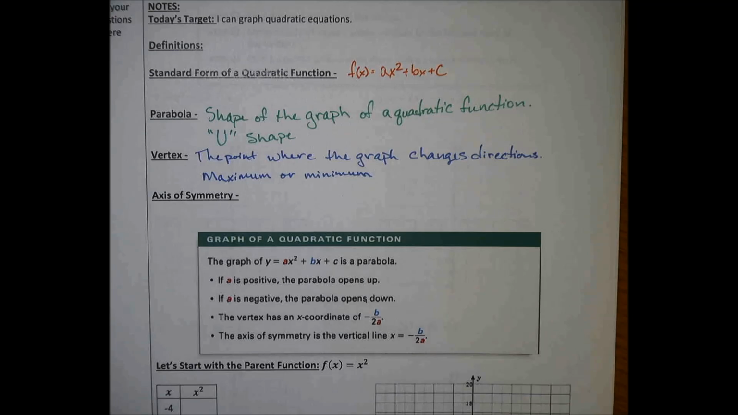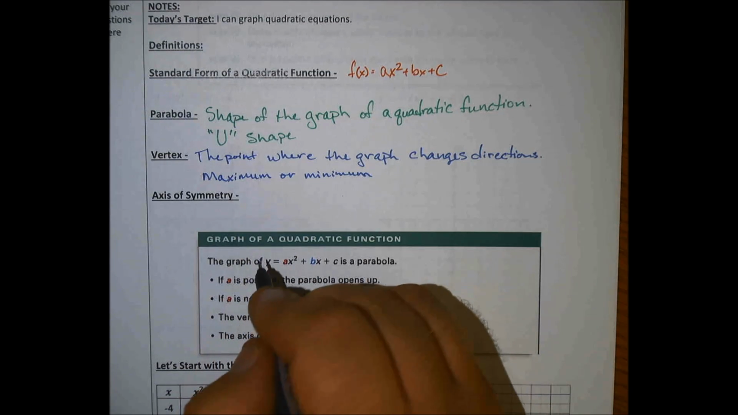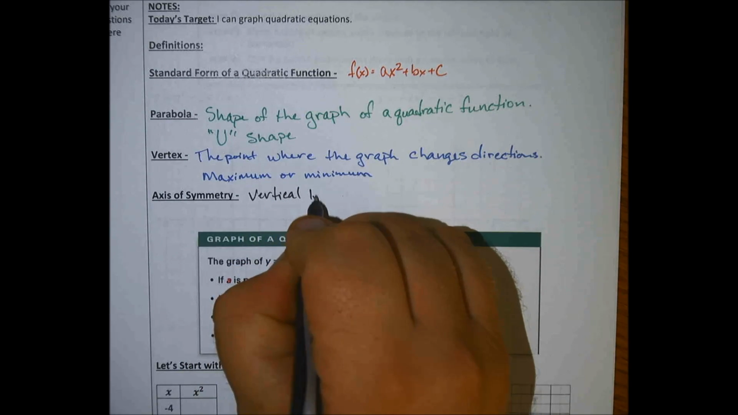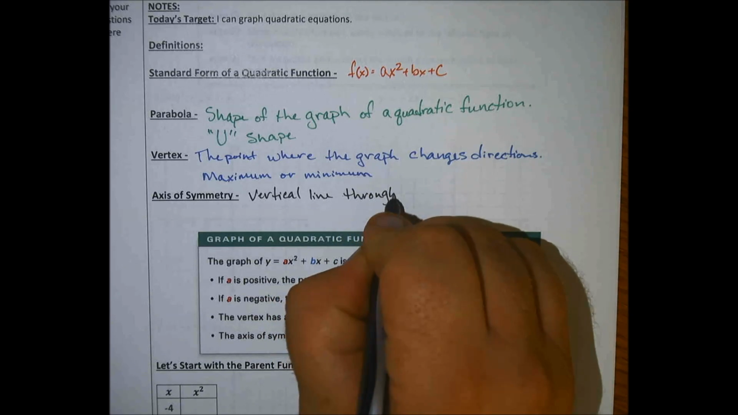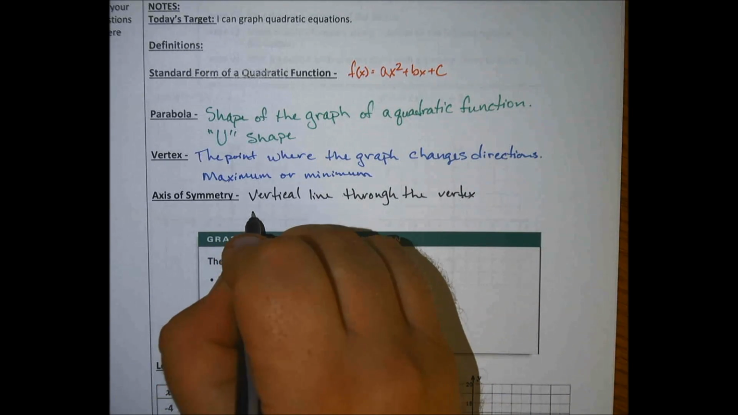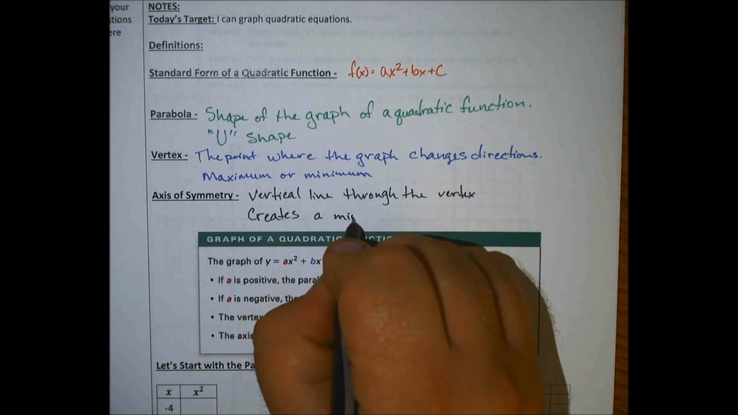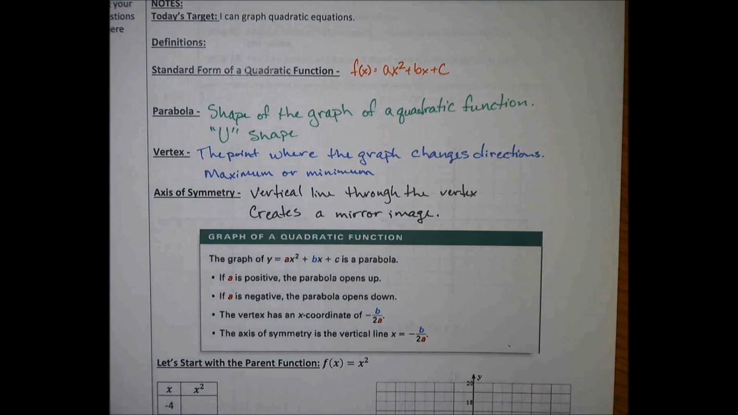Okay. And then the last thing that we have is called the axis of symmetry. And now what the axis of symmetry is, it is a vertical line. It's a vertical line that goes through the vertex. And what it does is it creates a mirror image. So whatever you see on one side, you'll also see on the other.